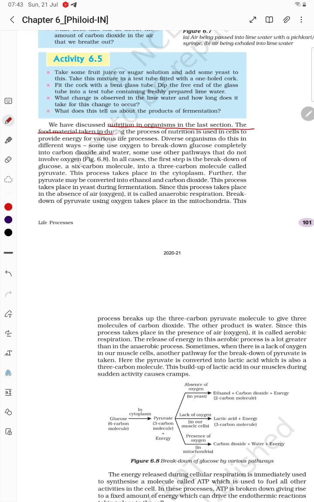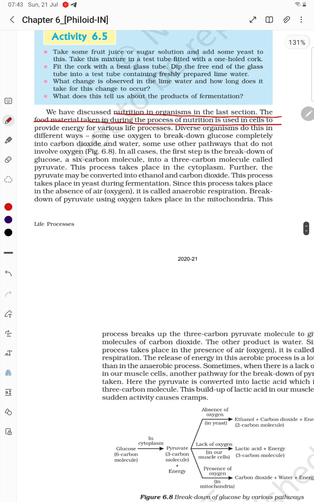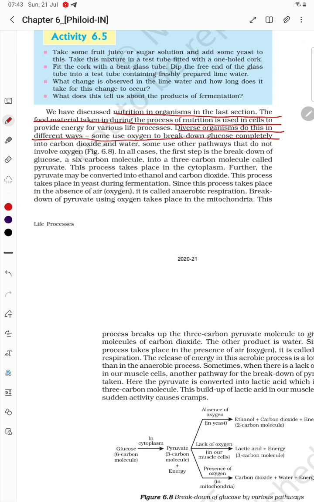The food material taken during the process of nutrition is used in cells to provide the energy for the various life processes. Diverse organisms do this in different ways. Some use oxygen to break down glucose completely into carbon dioxide, water and some other pathways that do not involve oxygen. In all cases, the first step is the breakdown of the glucose, a 6 carbon molecule, into 3 carbon molecules called pyruvate. This process takes place in the cytoplasm.